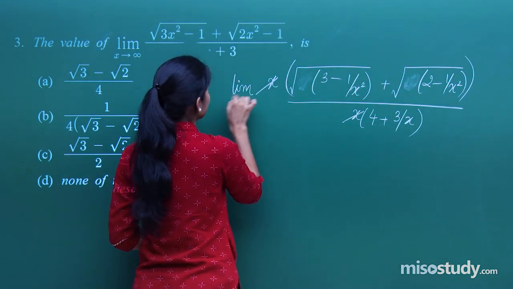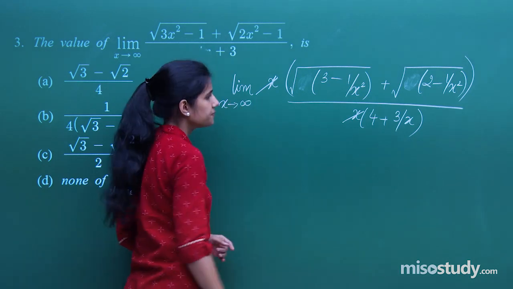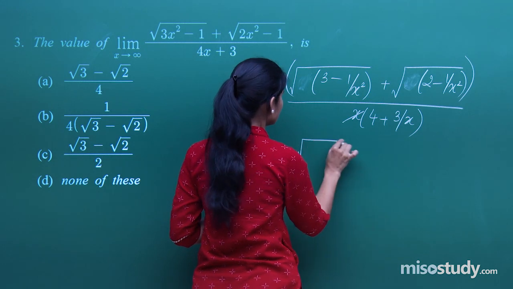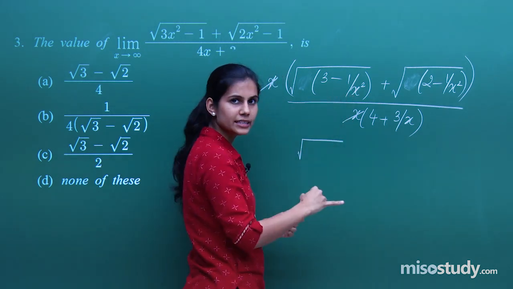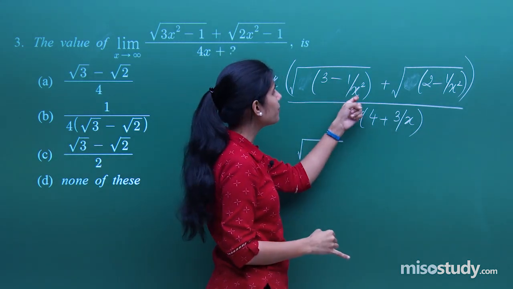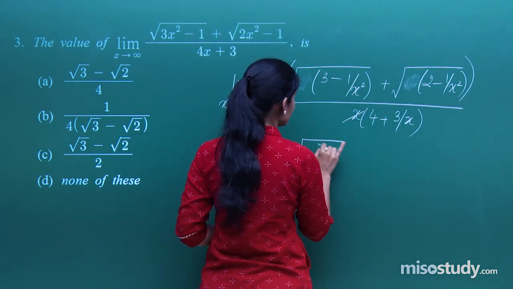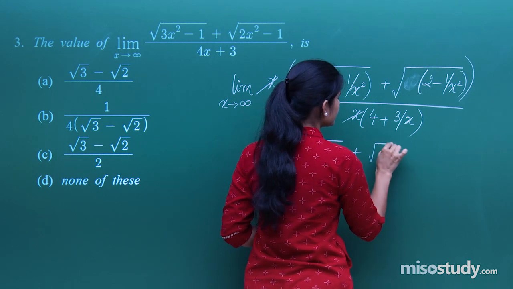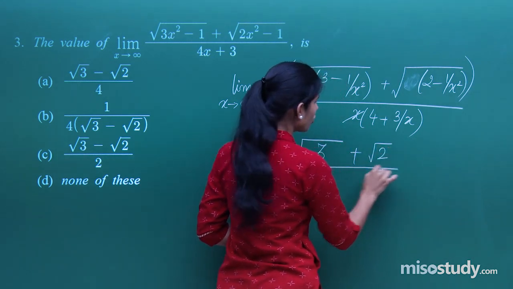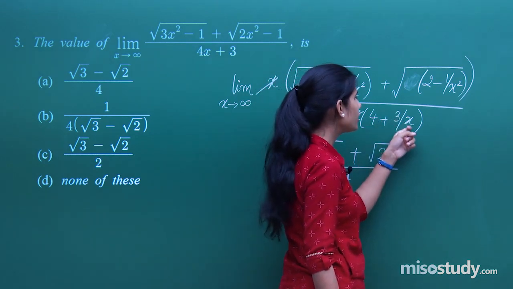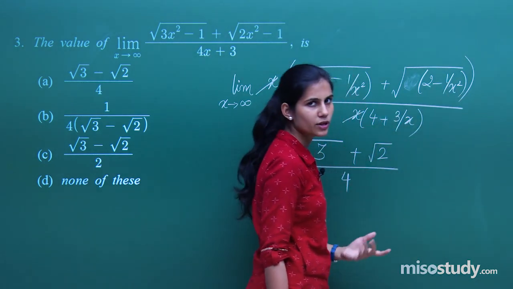I have limit x approaching to infinity. So now what you are left with is under root. Now if you put x equals infinity, as x approaches infinity, 1 upon x approaches to 0, 1 upon x square approaches to 0. So this expression is just root 3. Similarly, this is root 2, and in the denominator it is a 4. Because as x approaches infinity, 3 upon x approaches 0, minus 1 upon x square approaches 0.